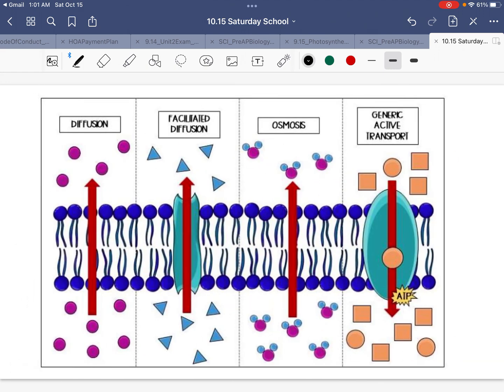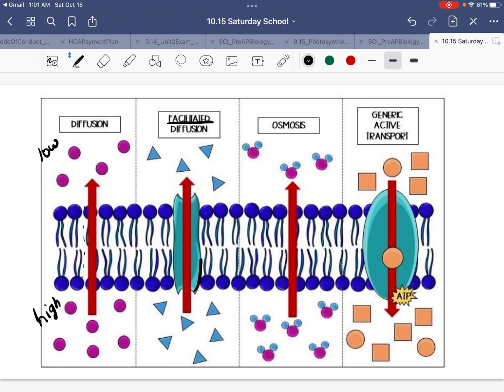This next one is just showing you little images. So remember, diffusion. Simple diffusion is when particles go from high concentration, because there's more solute, more purple dots, to low. And it happens fairly easily. These particles are small. They just pass through the bilipid layer.